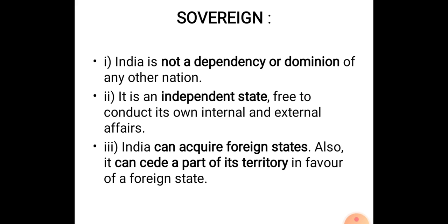India is not a dependency or dominion of any other nation. It is an independent state, free to conduct its own internal and external affairs. India can also acquire foreign territory, and it can cede a part of its territory in favor of a foreign state. So we need to understand the sovereign country. India is a sovereign country. It means India has its own supreme power.